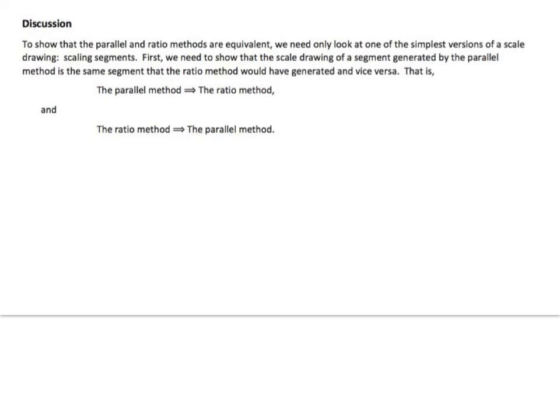So first of all, to show that the parallel and ratio methods are equivalent, we need only look at one of the simplest versions of a scale drawing, scaling segments. First, we need to show that the scale drawing of a segment generated by the parallel method is the same segment that the ratio method would have generated and vice versa. That is, the parallel method leads to the ratio method, and the ratio method leads to the parallel method. So if we wanted to show that both methods would produce the same polygonal figure, why is it enough to only show that both methods would produce the same segment? So if we can show that both methods produce the same segment, then it makes sense that both methods would work for all segments that comprise the polygonal figure. Okay, so it's sort of speaking in circles, but that's the purpose of it.